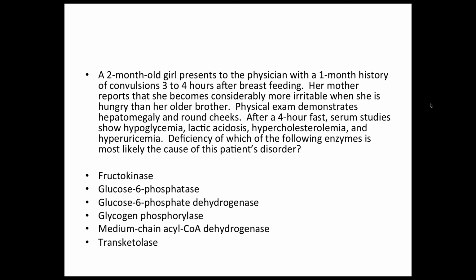Her mother reports that she becomes considerably more irritable when she's hungry than her older brother. Okay, so she's noticing a difference from her other siblings, so she thinks something's wrong. And so she's more irritable before feeding. So what am I trying to do here? Again, when you read a sentence, there's two things. You want to figure out what's the purpose of the sentence, what are they trying to tell you? And the second part is, what does this mean in context?